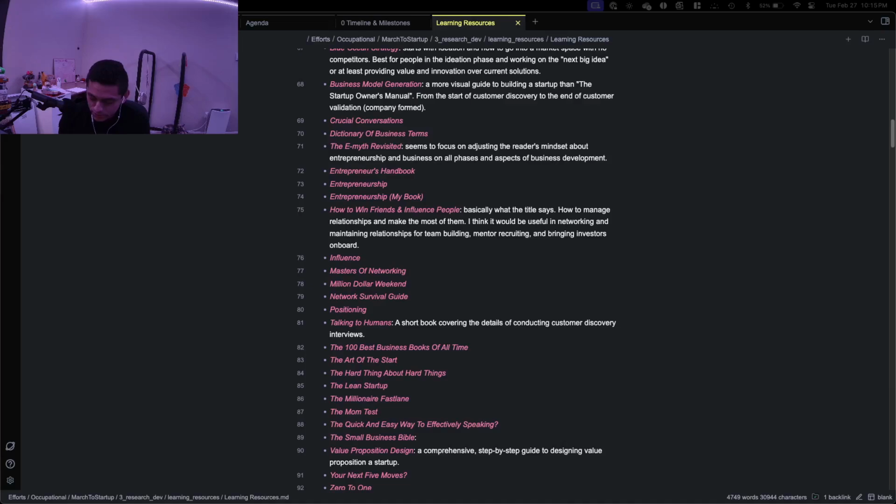A startup is a human institution designed to create products and services under conditions of extreme uncertainty. That is a startup. So entrepreneurs are everywhere within these organizations or these institutions that they make. It can be any size company. Entrepreneurship is management. Startup is an institution, not just a product.